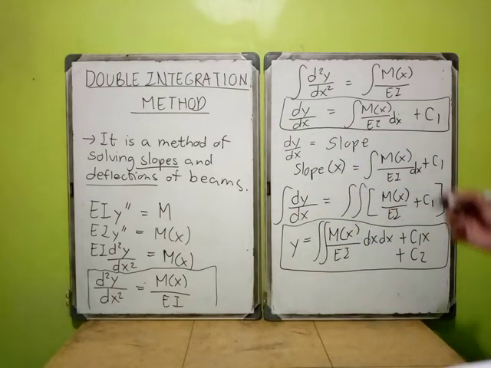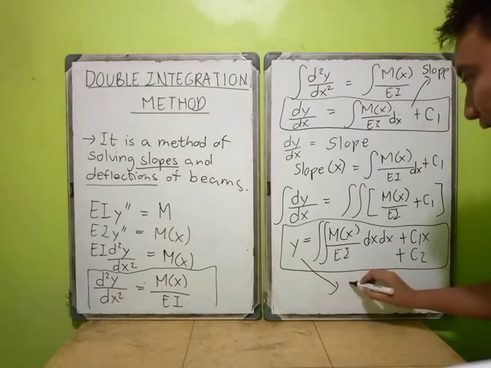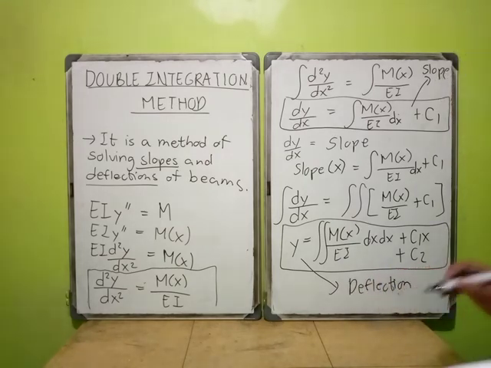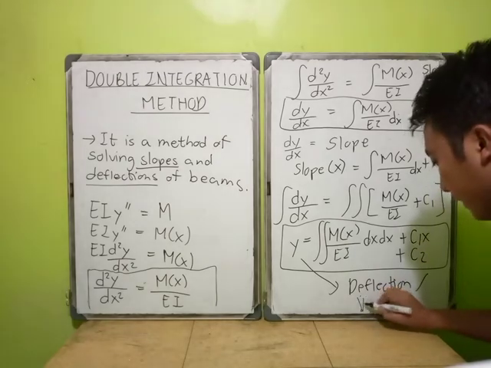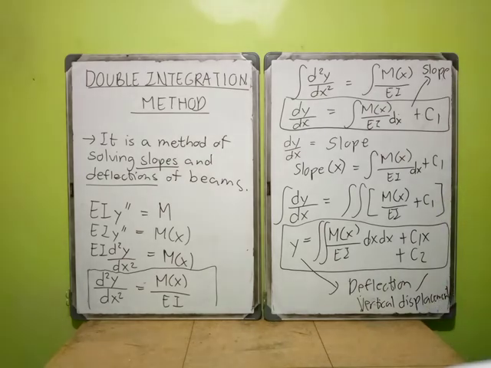So this is the slope, and this is the deflection. Another term for deflection is displacement. We are talking about deflection, or a vertical displacement. I just want to explain that there are books that, instead of deflection, refer to vertical displacement. So it is either a deflection or a vertical displacement.